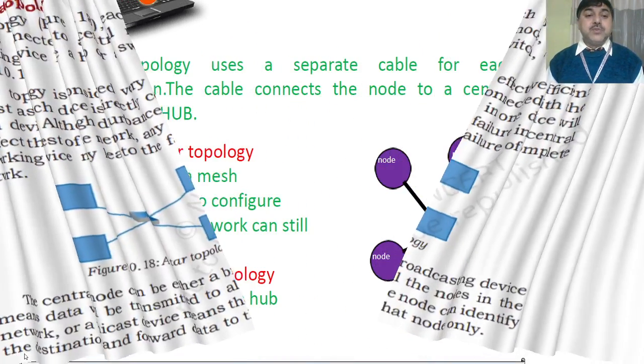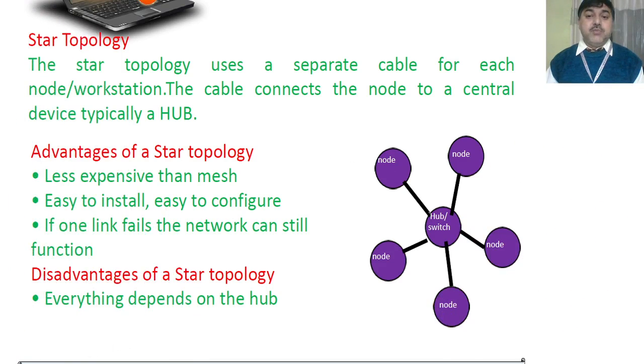Now, as I am talking about the star topology system, this is the main section. This is the central hub or the switch. From the central hub or switch, all the different nodes are connected and we can send the data, isn't it? So what advantage can we find? It is less expensive than the mesh topology.